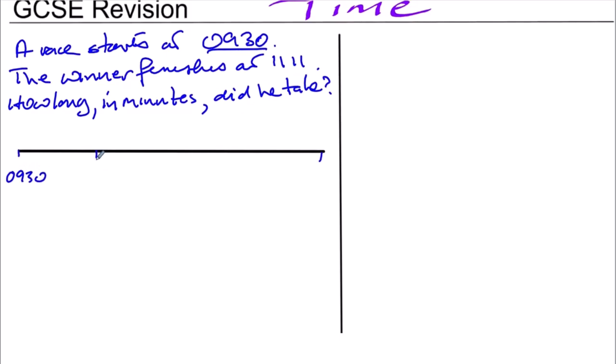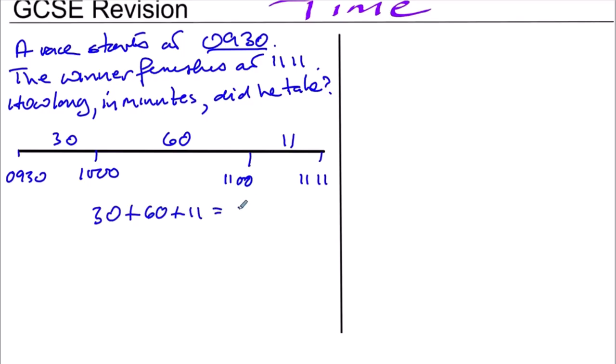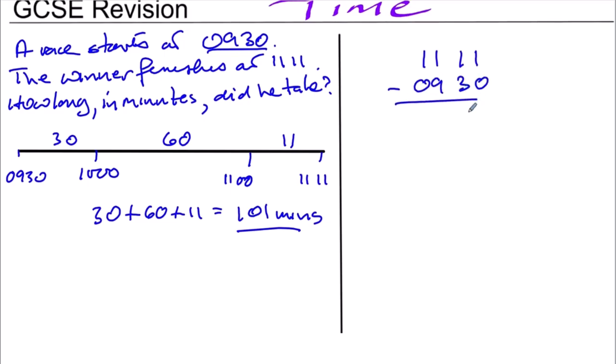09:30 start. To get to 10 o'clock, we've added 30 minutes. To get to 11 o'clock, we've added another 60 minutes. And to get to 11:11, we've added another 11 minutes. So we've got 30 plus 60 plus 11, and we end up with 101 minutes. Or if you prefer, you can do it this way. 11:11 minus 09:30. But you have to be careful here.